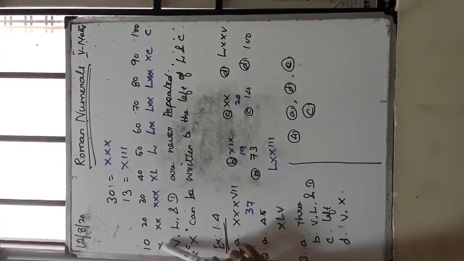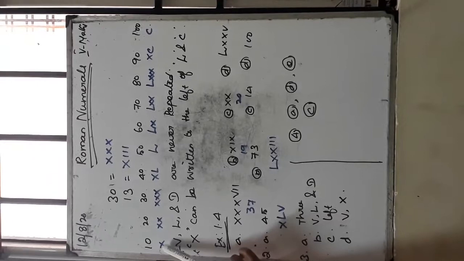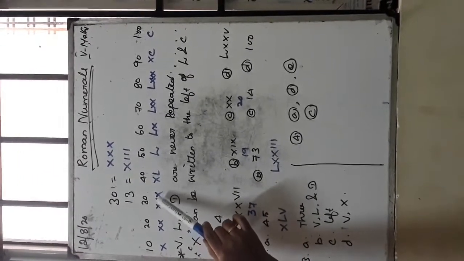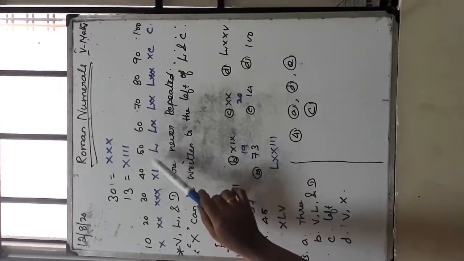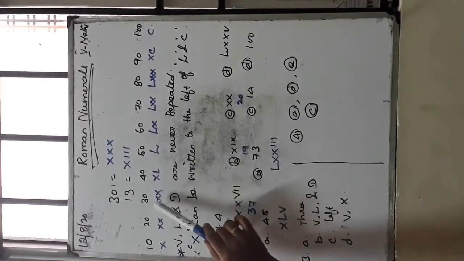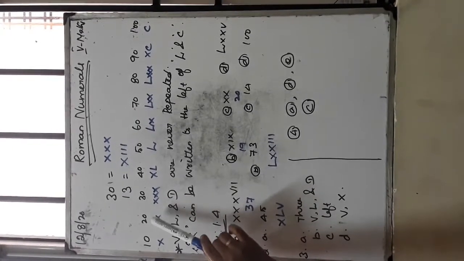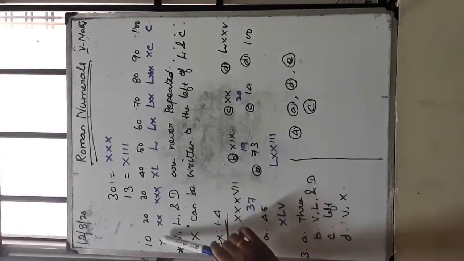This sign means 10. So 10 is repeated only 3 times, only this letter repeated. Any letter can be repeated only 3 times, not more than 4. So now, 10s up to 100.